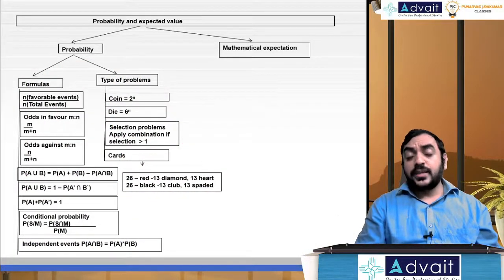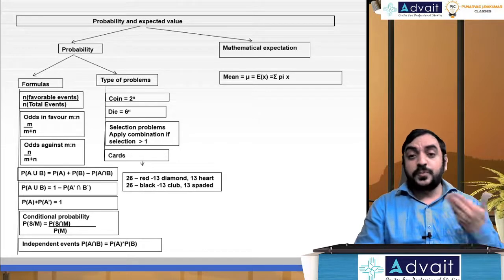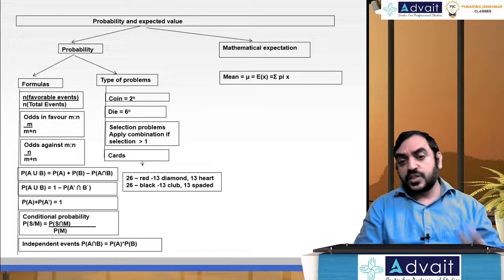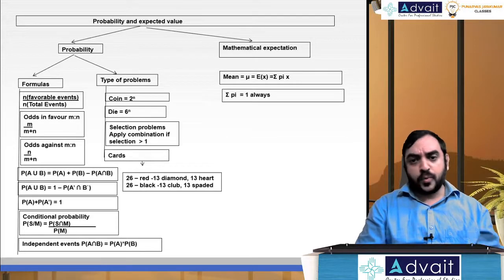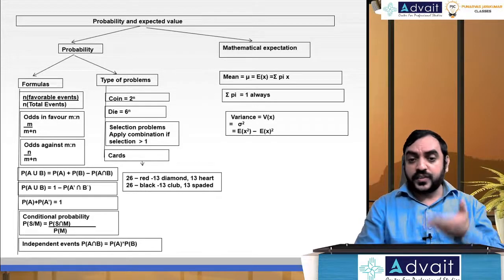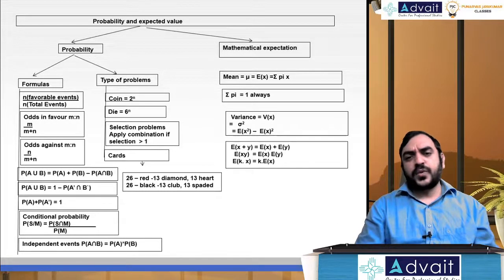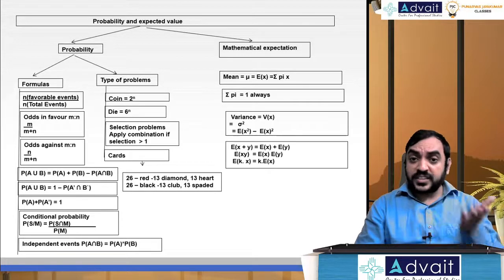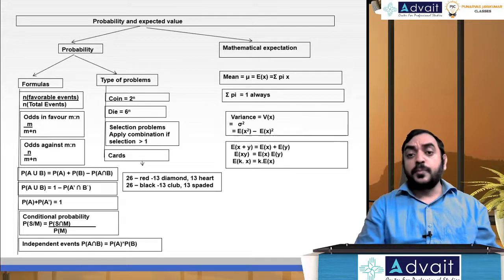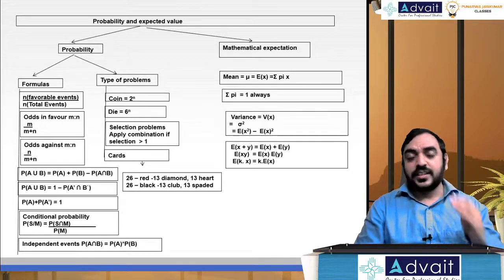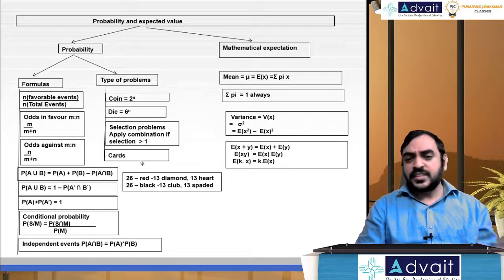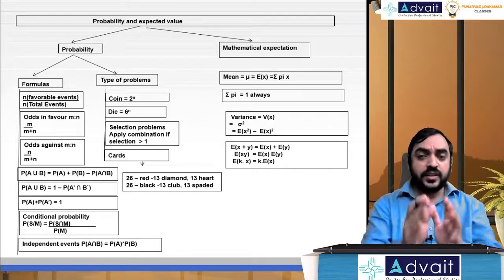Probability or mathematical value of expectation, or E of x, expected value, is nothing but the mean. You can also say mu, E of x, and the total of probabilities is always equal to 1, and variance of x is E of x square minus E of x the whole square. Some properties: E of x plus y is E of x plus E of y, E of x into y is E of x into E of y, and if you have a constant, you can multiply. That is the same property as we apply on measures of central tendency; it applies for expected value, because this is nothing but E of x. This is just a quick summary of the entire chapter in a few minutes.